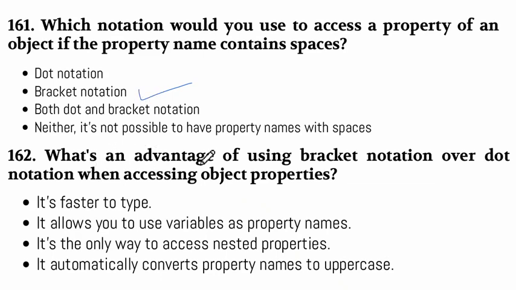Another question, what's an advantage of using bracket notation over dot notation when accessing object properties? So the second is the correct part. It allows you to use variables as property names. We have discussed all these concepts in our previous video. As I said, in our objects related video, you guys can watch the practical as well. I have done some simple examples over there, so you're gonna completely understand what we are discussing here.